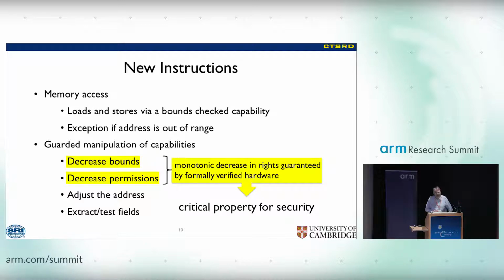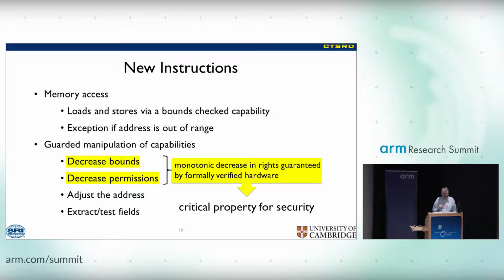We have to add a few new instructions. So we need to have variants of load and store instructions that use capabilities as the reference, and that they do a bounds check during access. And that bounds check can happen in parallel with L1 cache, so that's easy. We then add some instructions to manipulate capabilities. So you want to be able to decrease bounds, and you want to decrease permissions and adjust the address and extract the fields.